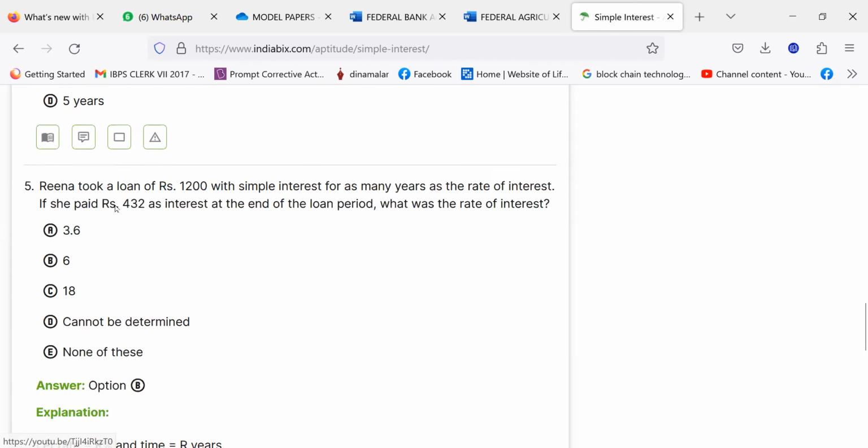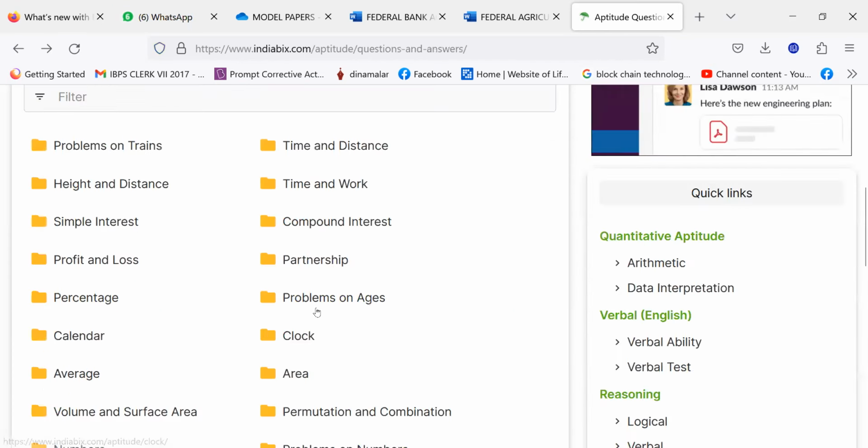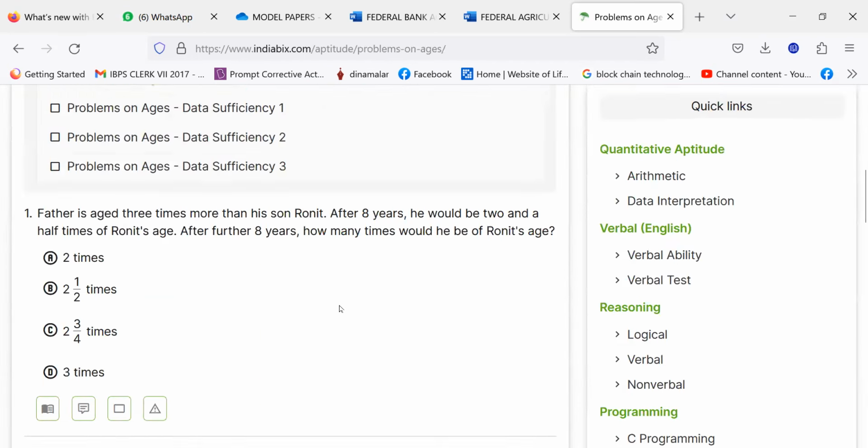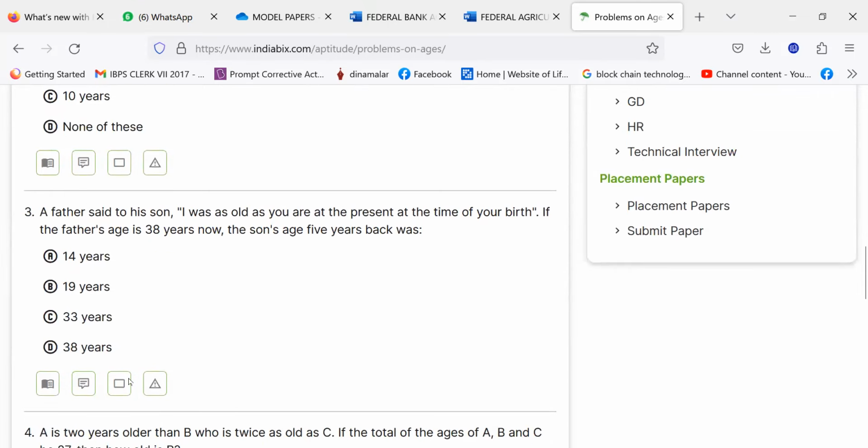Thank you. Now we will go for problems on ages. Please do this. Question number 3. All of you, please take question number three. I will give you 2 minutes time. No problem. I'll give you 2 minutes time for you to do it. But let us see how you are able to do it. Come on. Question number three.